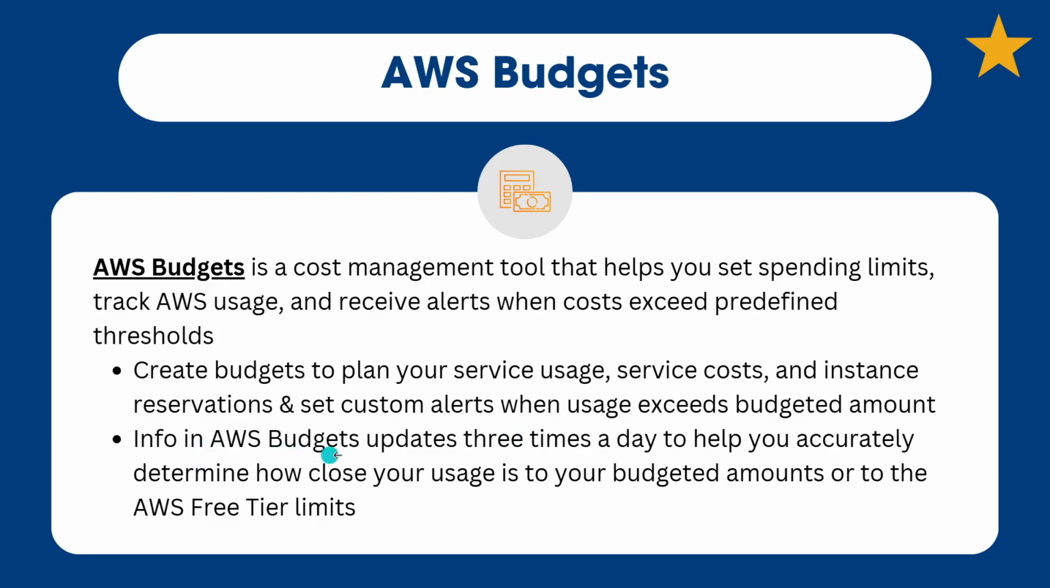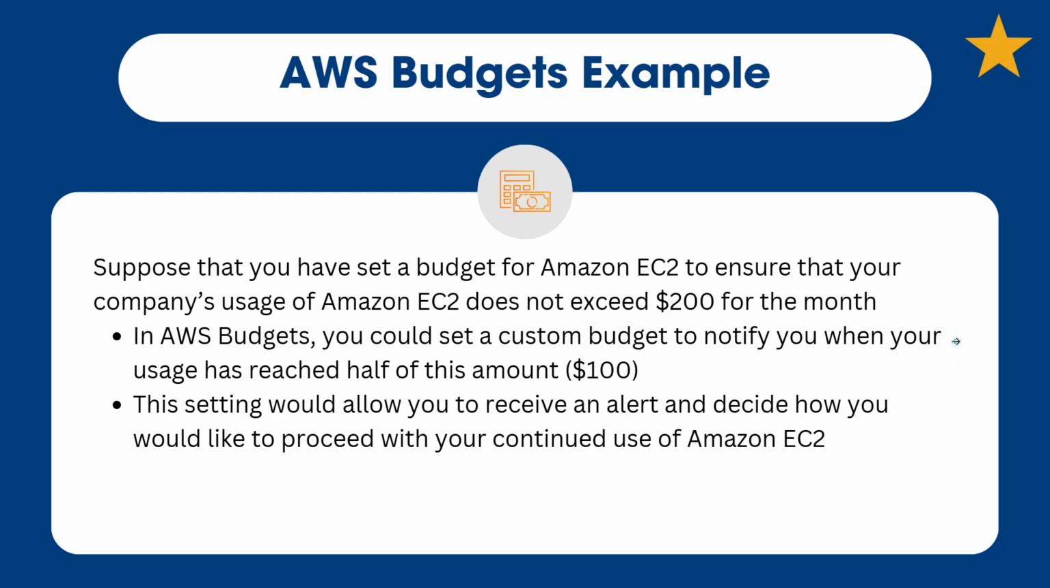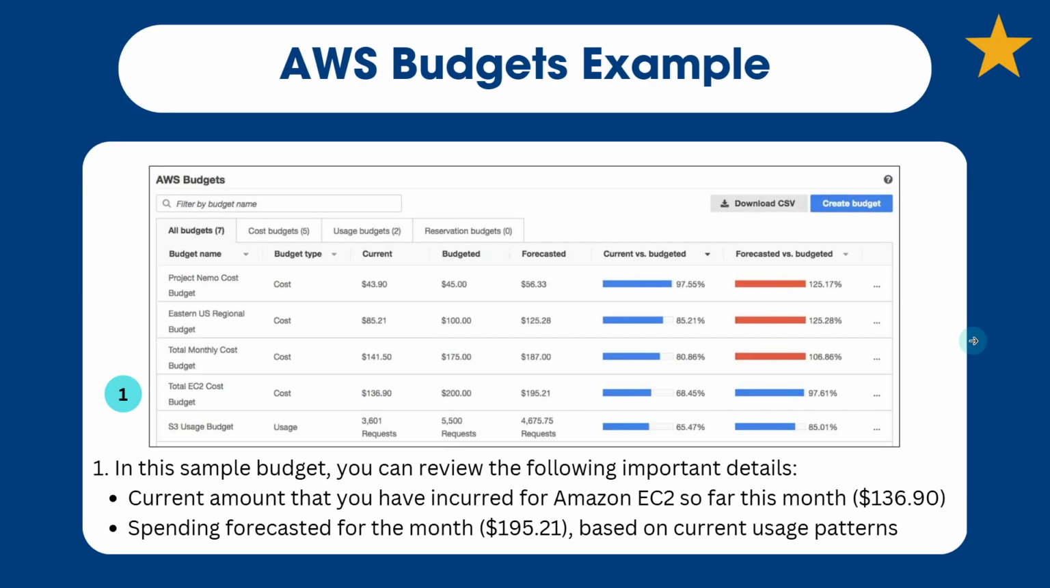So info in AWS Budgets updates 3 times a day to help you accurately determine how close your usage is to your budgeted amounts or to the AWS free tier limits. So suppose that you have set a budget for Amazon EC2 to ensure that your company's usage of EC2 doesn't exceed $200 for the month. In AWS Budgets, you can set a custom budget that'll notify you when the usage has reached half this amount. This setting would allow you to receive an alert to your email, for example, and decide how you'd like to proceed with your continued use of EC2.